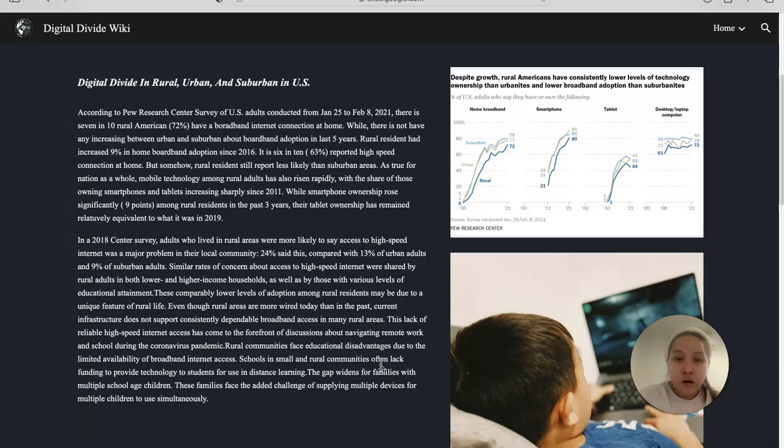So you can see there's an increase of broadband in rural areas, but somehow it is still slow. They still have lower adoption than suburban. The same is true for mobile technologies in more rural areas: they are also rising rapidly, but not really going up over suburban or urban, even with tablets, smartphones, desktops, or any other technology.